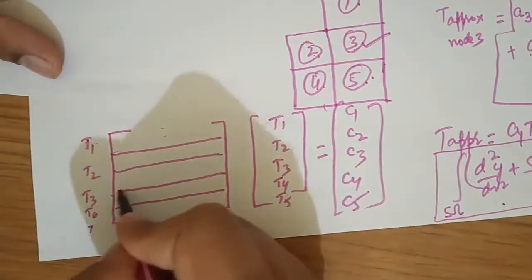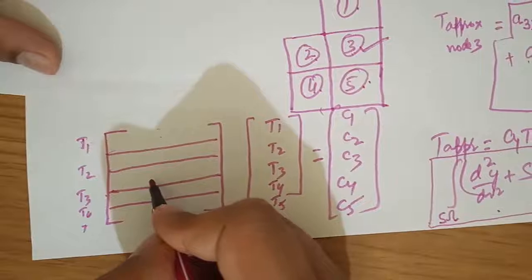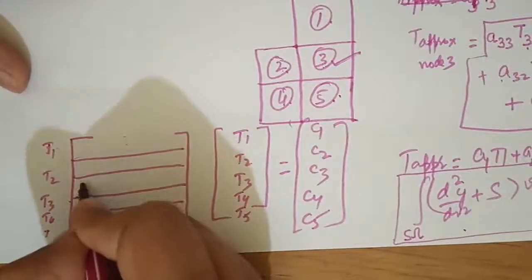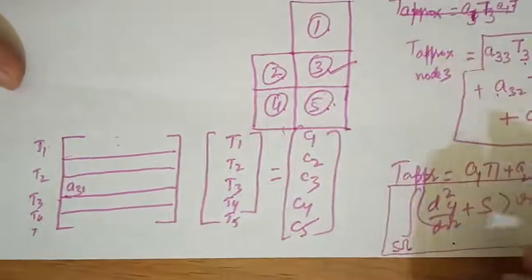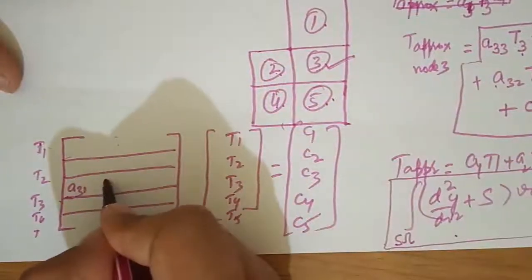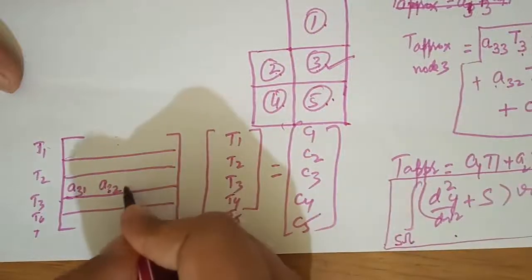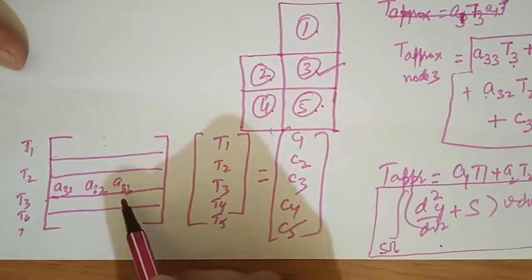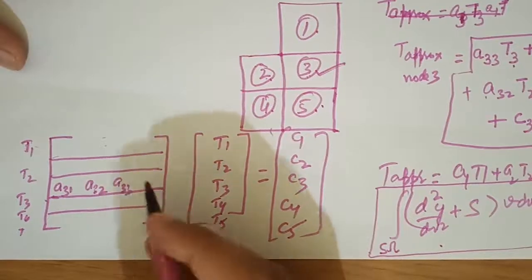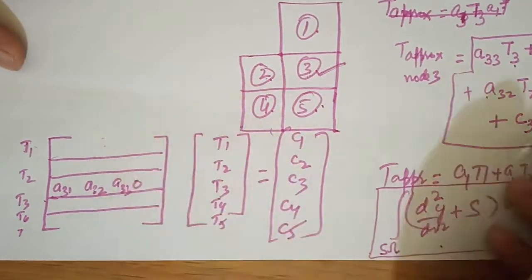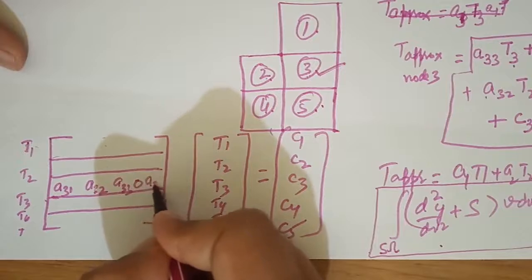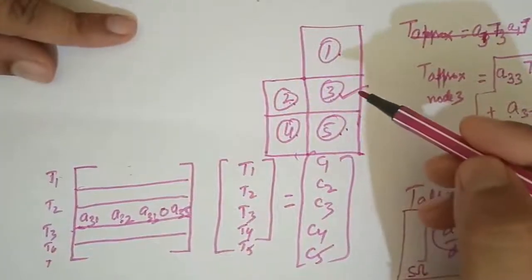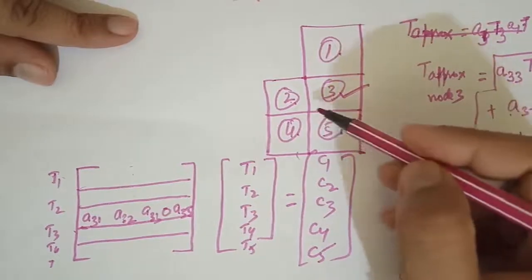So in the third row, which is corresponding to T3, I have A31. Then for 2 I have A32. For 3 I have A33. I don't have any coefficient that is non-zero for A34, so I will put 0 here. Then for A35, I have A35. Likewise I will do for other nodes as well. So let's do it for another node.